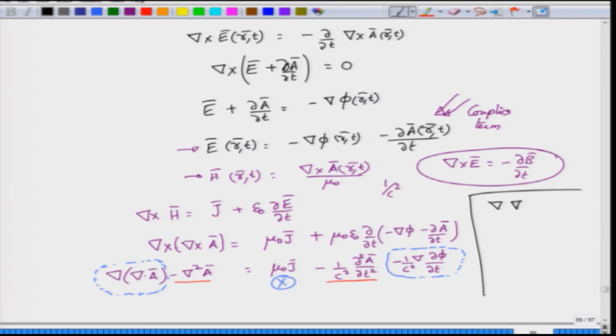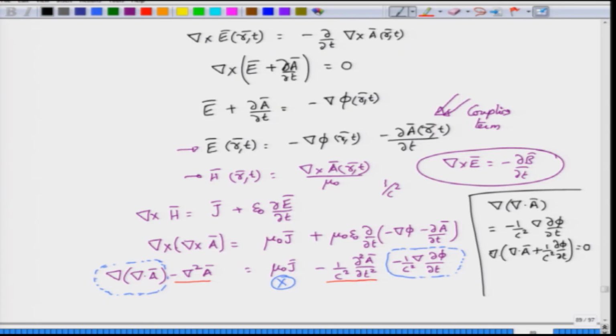That is, gradient of del dot A is equal to minus 1 by c square gradient of del phi by del t. Now, because gradient is a common factor, I can put that outside and then pull the right hand side onto the left hand side. I get gradient of del dot A plus 1 by c square del phi by del t is equal to 0.